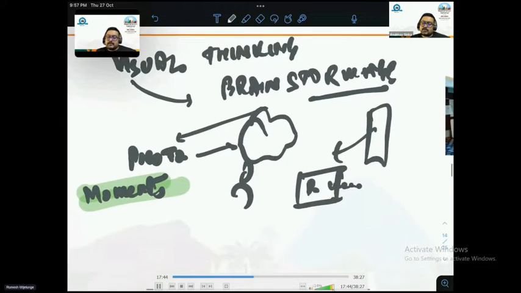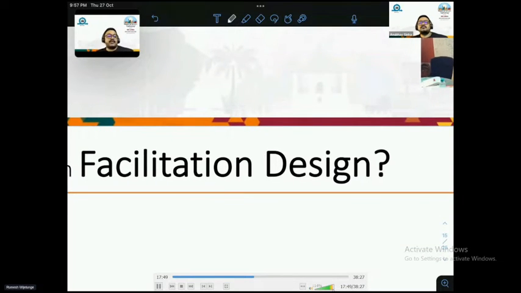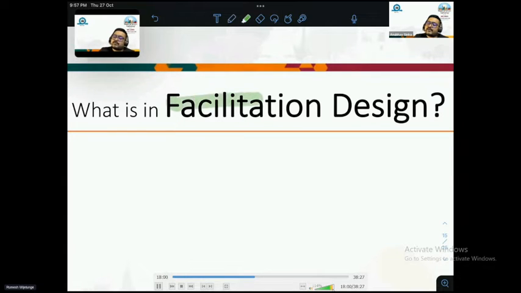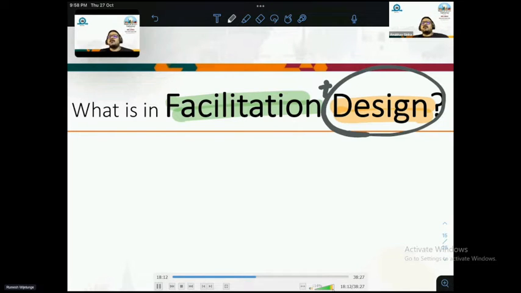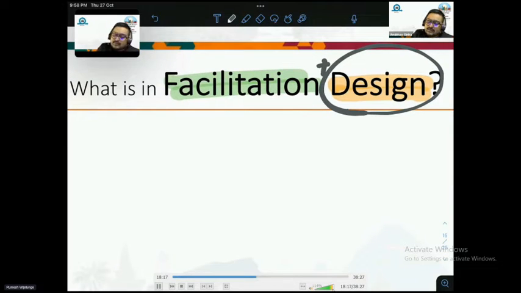Let's move ahead and talk more about facilitation design. So we have seen the first part, what is graphic facilitation, myths of facilitation. Now we are moving towards facilitation design. What is in the word facilitation, and it comes with a second word, design. Facilitation we discussed. Now we are going to discuss the area of design. You should know the bigger picture. When we design a facilitation, we should know the big picture.